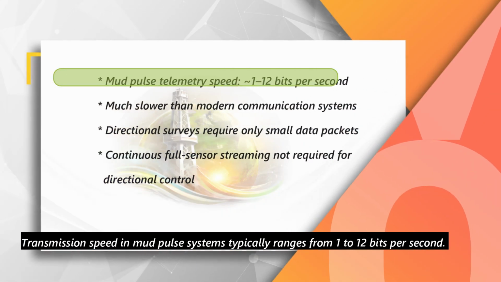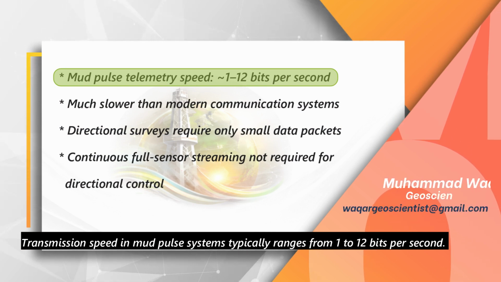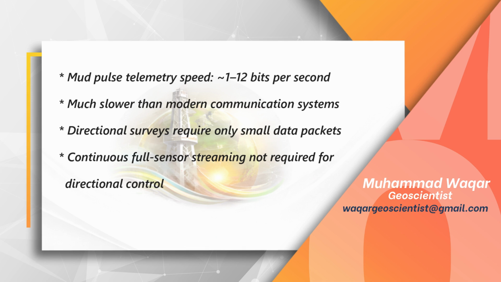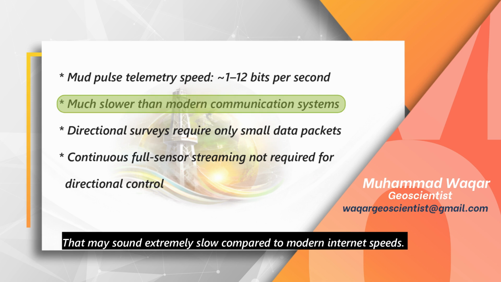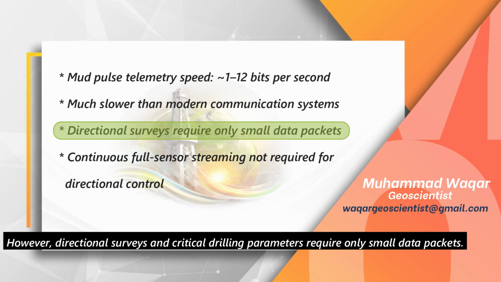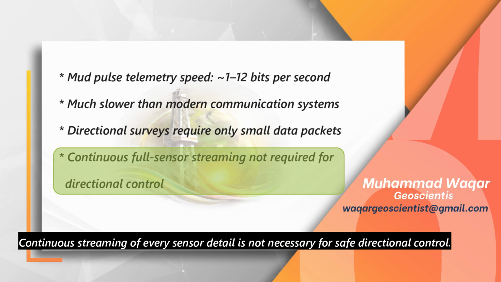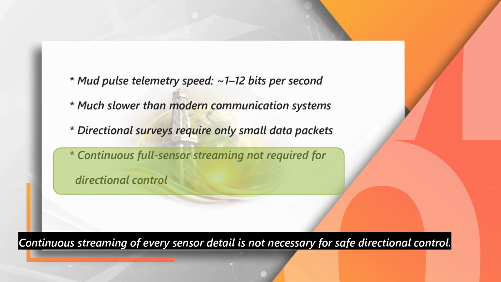Transmission speed in mud pulse system typically ranges from 1 to 12 bits per second. That may sound extremely slow compared to modern internet speeds. However, directional surveys and critical drilling parameters require only small data packets. Continuous streaming of every sensor detail is not necessary for safe directional control.